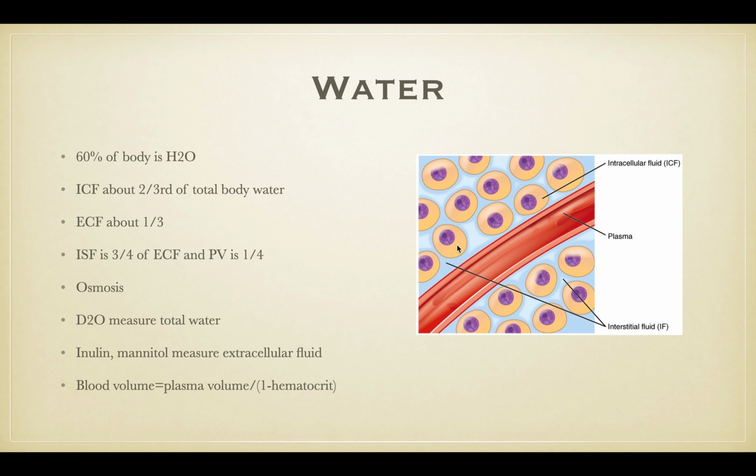Intracellular is different. Water goes in and out of the cells via just osmosis, and heavy water, so deuterium, will measure the total water in the body, while inulin and mannitol will measure the ECF. So blood volume, just to calculate it, is the plasma volume divided by 1 minus the hematocrit.